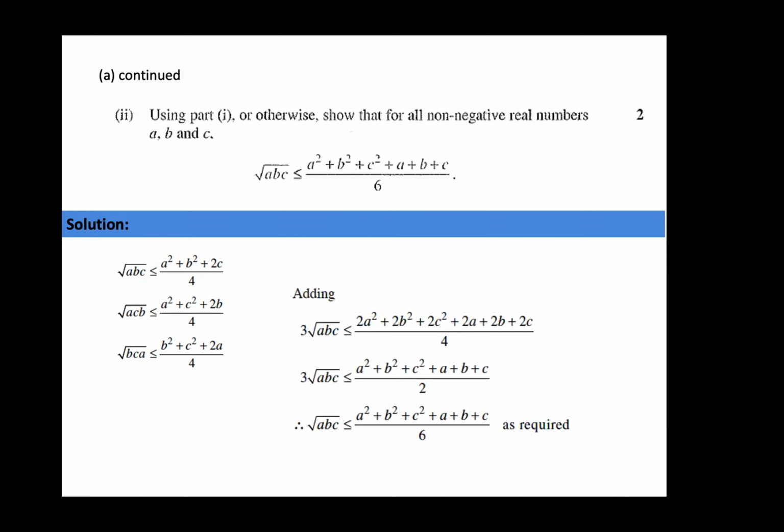By adding these together, we get 3 times the square root of ABC is less than or equal to (2a squared plus 2b squared plus 2c squared plus 2a plus 2b plus 2c) all over 4. And when dividing by 2 throughout and dividing by 3, we get the required result.